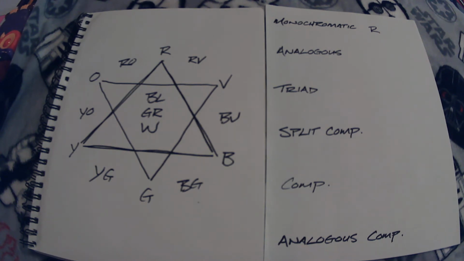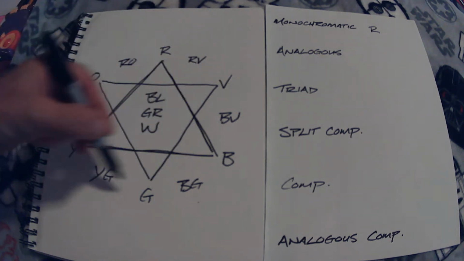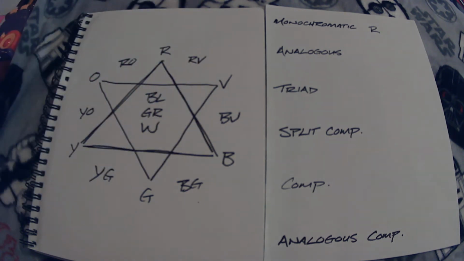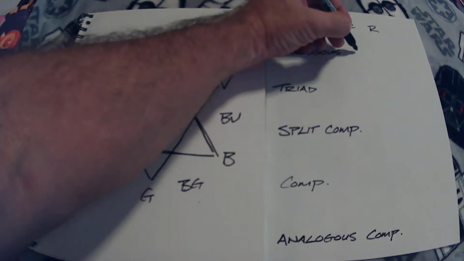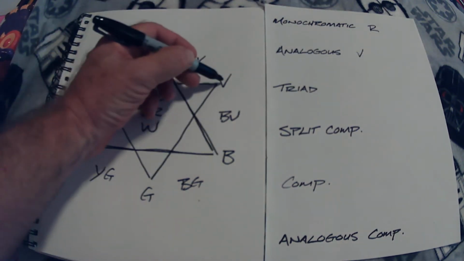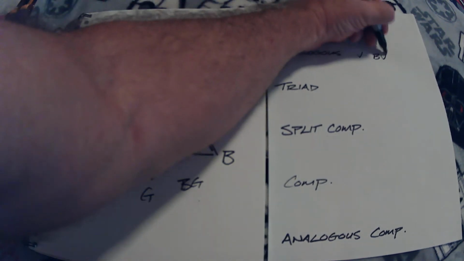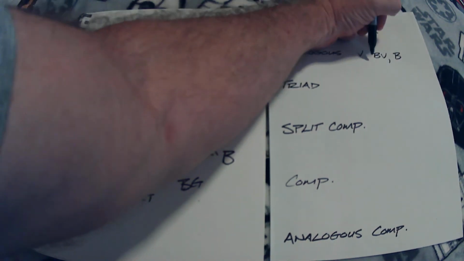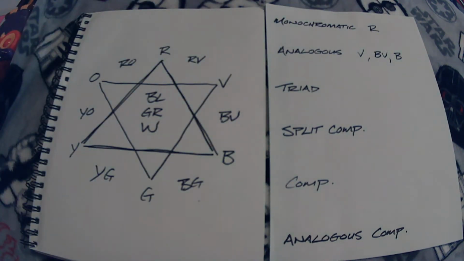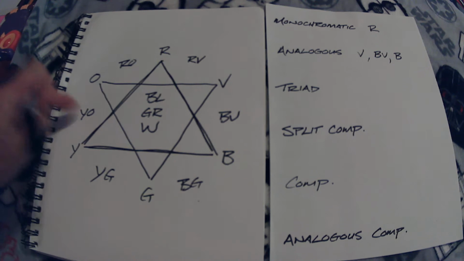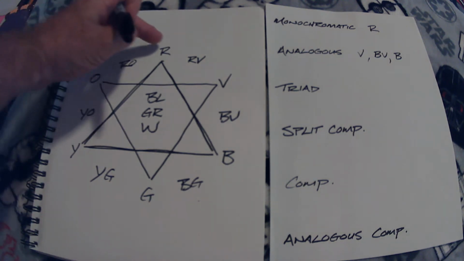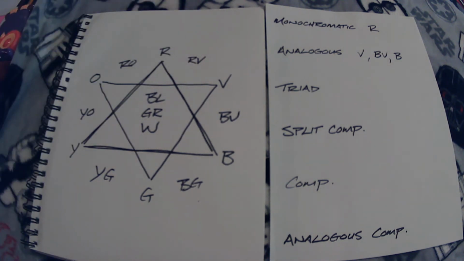Analogous. Analogous are colors on the color wheel that are next to each other. So you can pick any place on the color wheel and start. Let's start with violet. And let's go this way. Violet, and blue. That's an analogous color scheme. That works anywhere on the color wheel. It doesn't matter where you start. Could be yellow green, yellow orange. Could be red orange, red violet. Anywhere works.